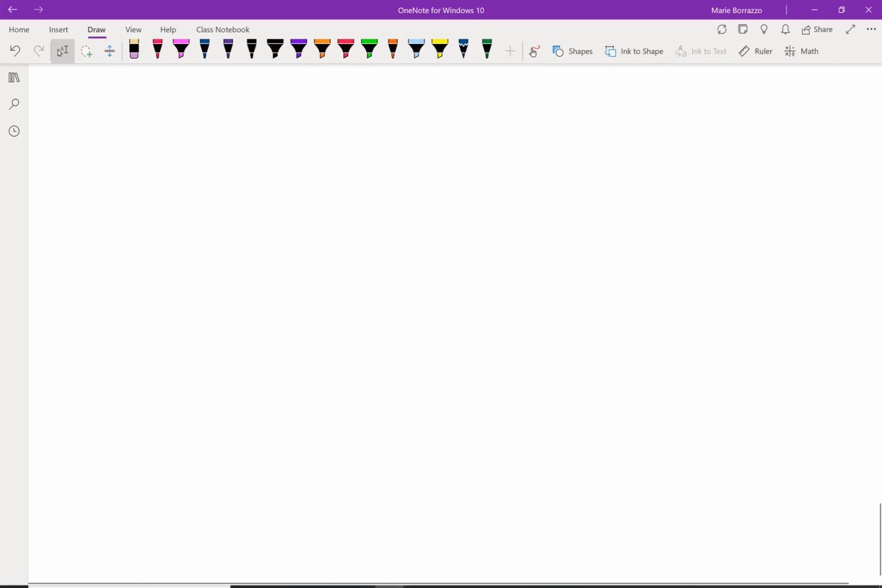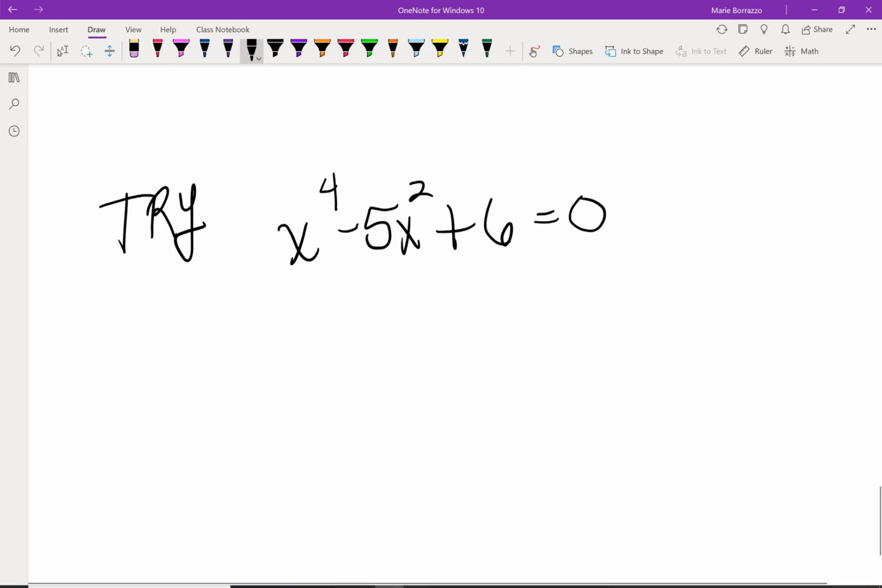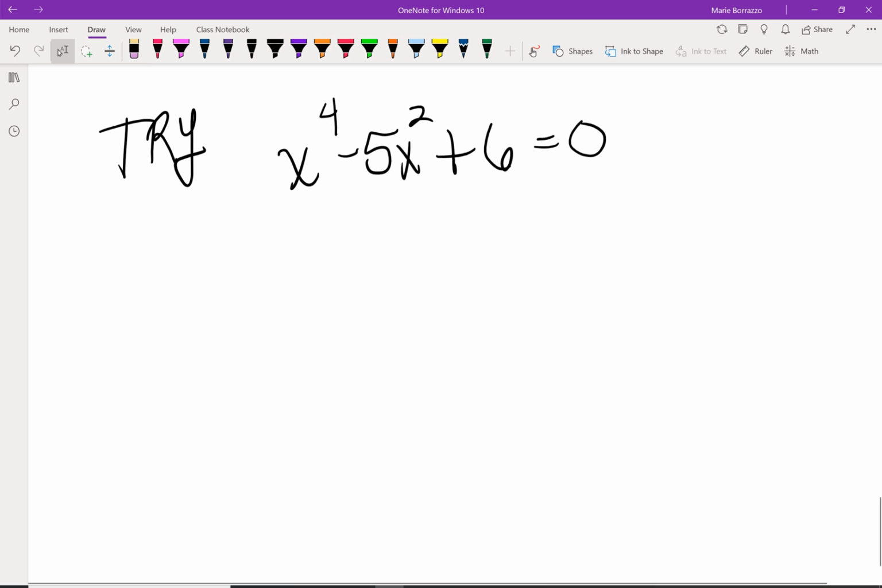All right, I'd like for you to try this next one. This is your try question, where I have x to the 4th power minus 5x squared plus 6 equal to 0. Okay, I'll pause the video and give you a few seconds to try this in class. And once we go over it, then we'll do example 7 and 8, and we'll be done with 1.6.